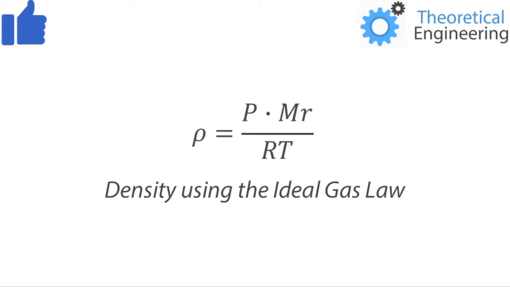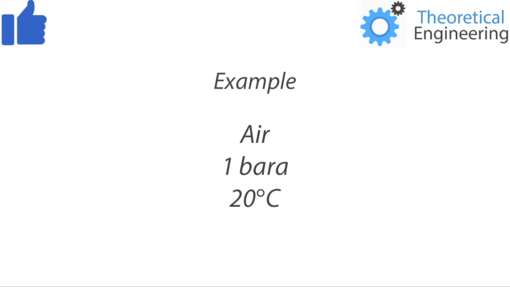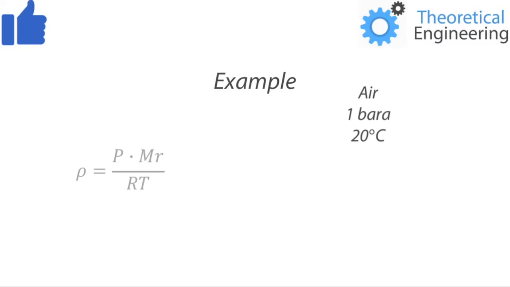Be aware that this is only accurate for gases that are close to ideal conditions, ambient temperatures and pressures. An example of a close to ideal gas would be air at 20 degrees C and at atmospheric pressure. Air has an average molecular weight of 29 grams per mole and is made up of mainly nitrogen and oxygen.